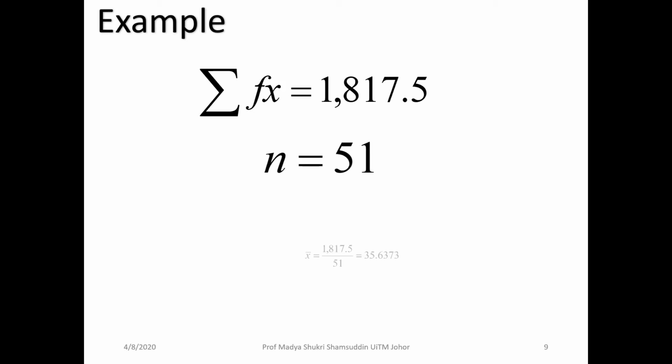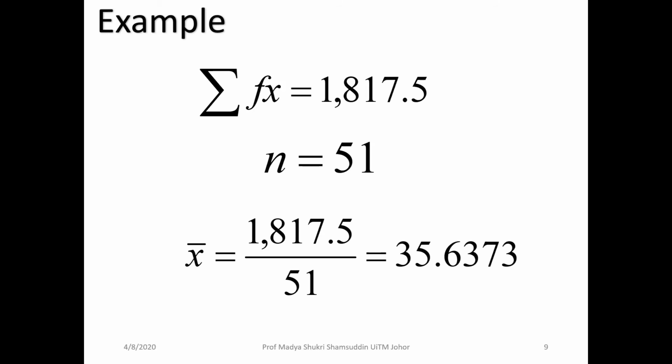You can verify that sigma fx is equal to 1817.5 and the sample size, n, equals 51. X bar is equal to 1817.5 divided by 51, which is equal to 35.6373.